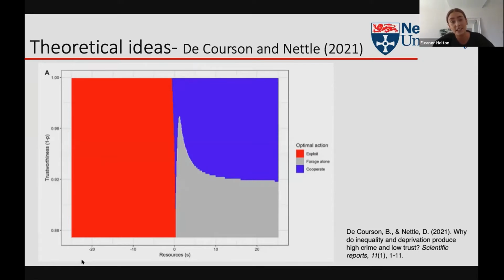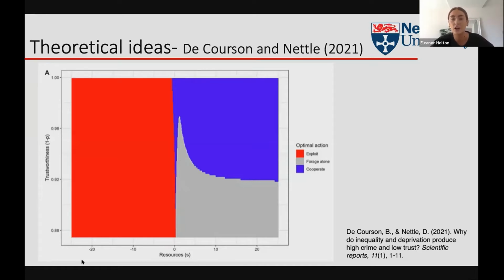Then you can see the blue area on the top right hand side. This shows cooperation. And you can see that cooperation is optimal for fitness when you are above the desperation threshold and when your trust in the surrounding population is sufficiently high. And this can be explained by the idea that cooperation produces payoffs as it's mutually beneficial when you trust that others will cooperate as well.